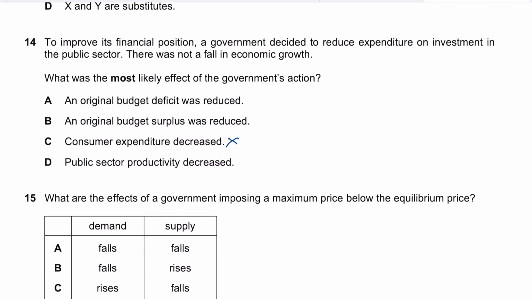Consumer expenditure goes down because of a rise in income taxes, maybe consumer confidence, etc. Public sector productivity decreased. If public sector productivity had gone down because of a reduction in expenditure on investments, then economic growth would also have gone down, because they have stated that economic growth is not going down. So no, this is not the answer as well. Remember that if productivity goes down, it increases the cost because efficiency goes down, and it results in a fall in your economic growth. And in this scenario, your SRAS would have actually shifted to the left.